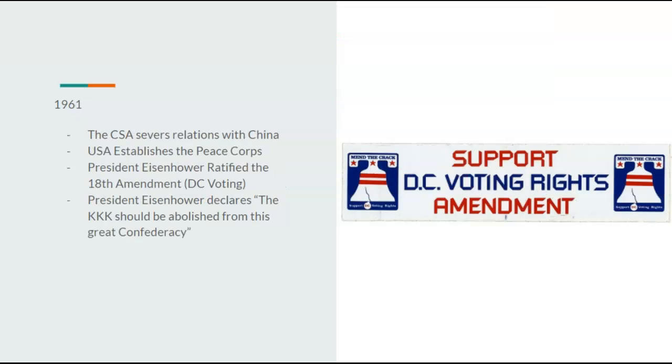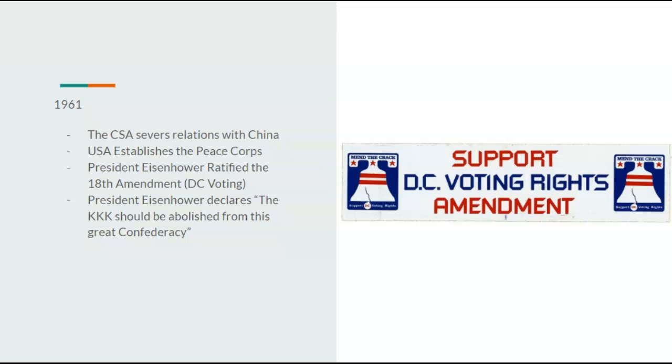In 1961, the Confederacy severs relationships with China, which scares a lot of people. But the U.S. establishes the Peace Corps like Kennedy does in real life. President Eisenhower ratifies the 18th Amendment to the Confederate Constitution, which is voting rights for the District of Columbia, or the Dixieland of Washington, whatever you want to call it. I don't care. Also, President Eisenhower declares this in his State of the Union address. He says the KKK should be abolished from this great Confederacy, and essentially starts a kind of mini civil war within the Confederacy amongst the KKK and people who oppose them.